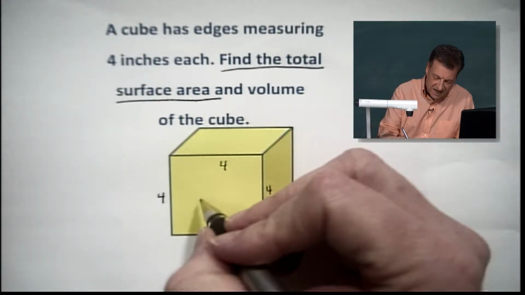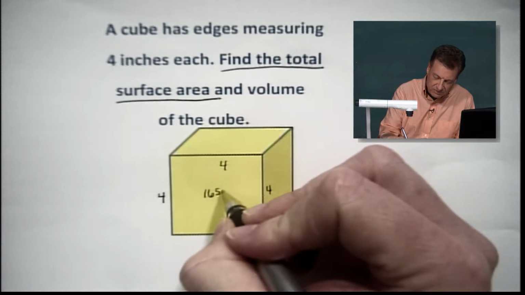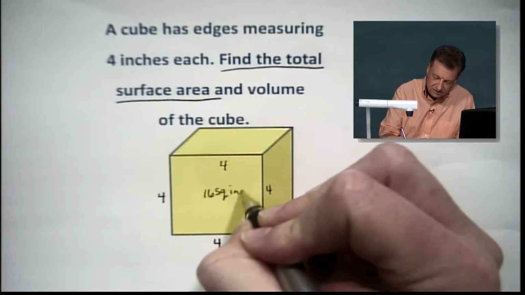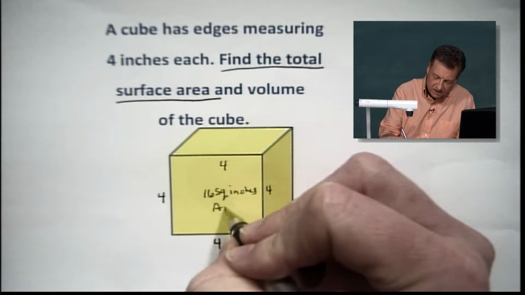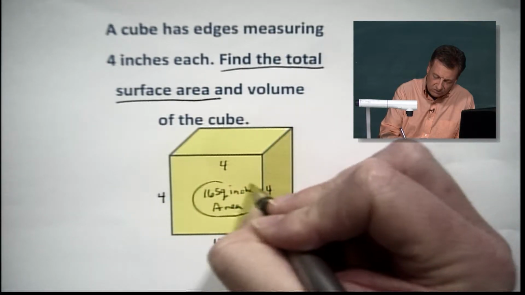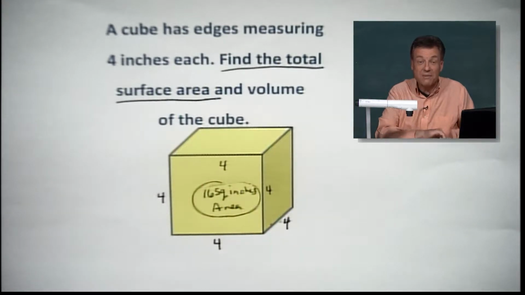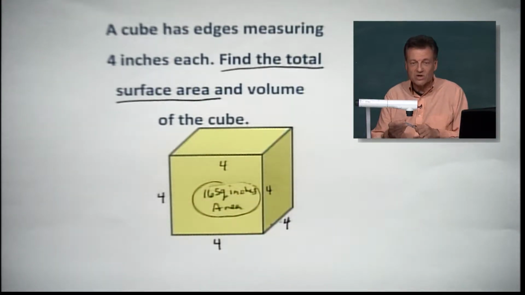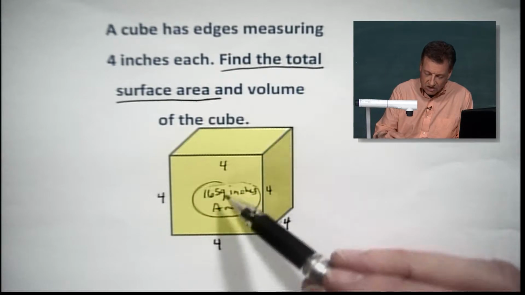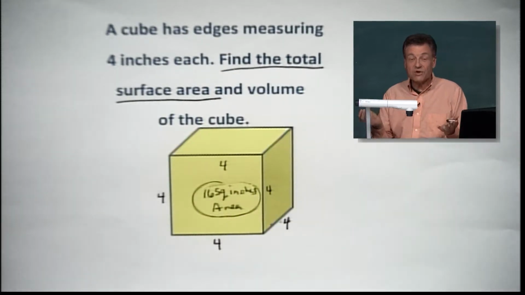So each of these has an area of 16, and that's going to be what? Square inches for the area. Now that's important to know, because how many are there? How many faces? How many of these squares are there? I see 3, but there are 3 that are hidden.